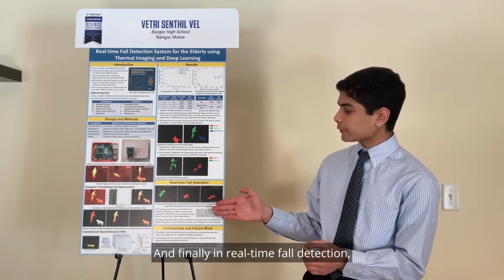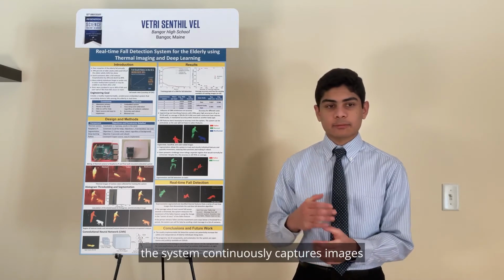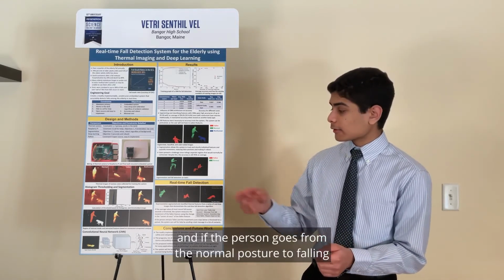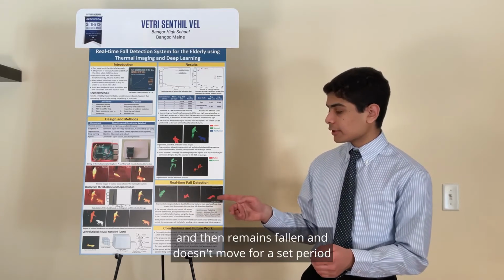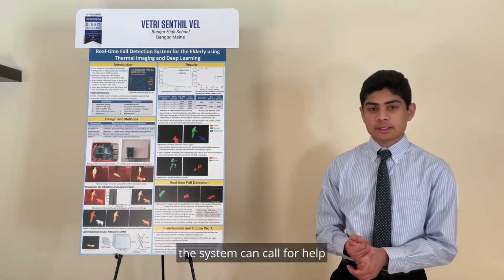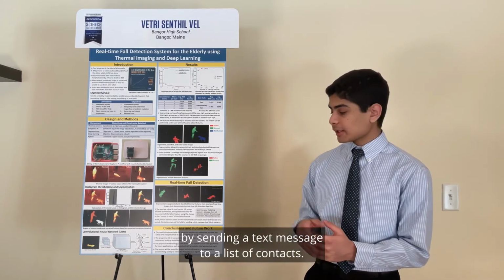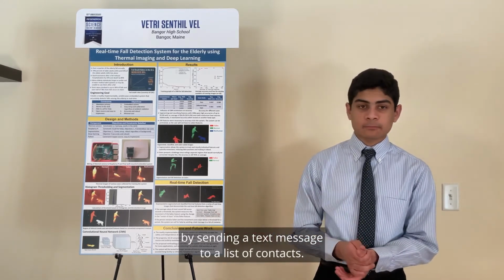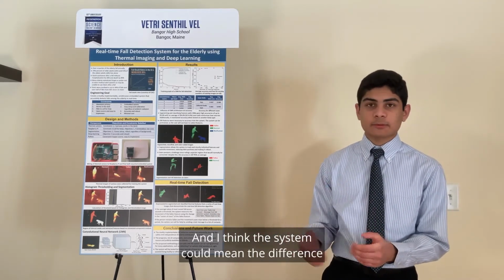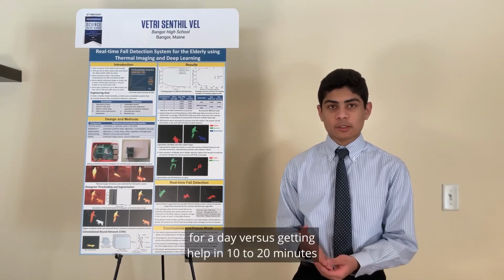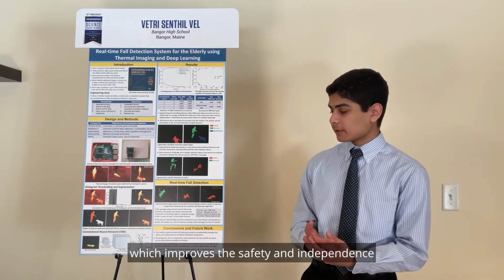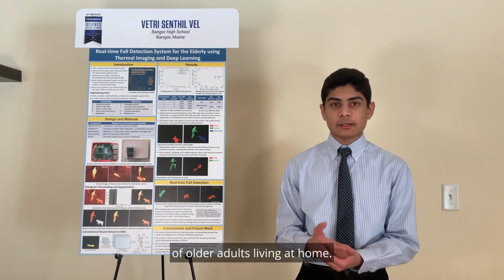And finally, in real-time fall detection, the system continuously captures images, and if the person goes from a normal posture to fallen, and then remains fallen and doesn't move for a set period, the system can call for help by sending a text message to a list of contacts. And I think this system could mean the difference between someone lying on the floor for a day versus getting help in 10 to 20 minutes, which improves the safety and independence of older adults living at home.